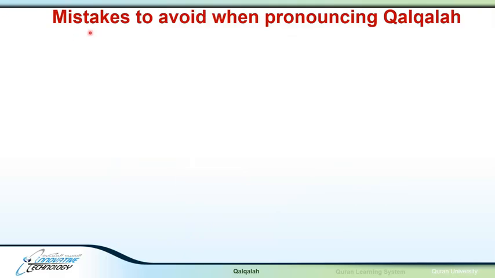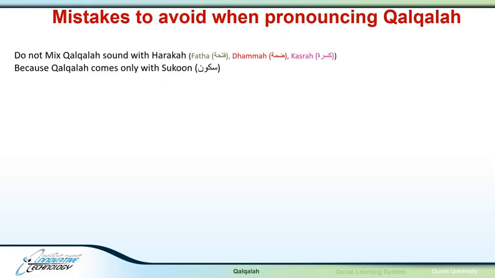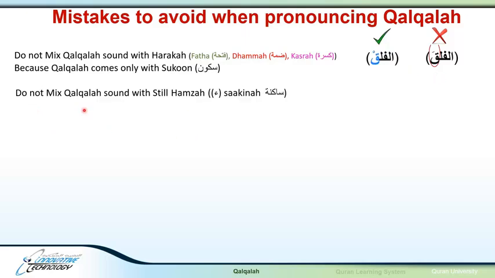Next, we're going to discuss some of the common mistakes that people tend to make when pronouncing qalqalah. First, do not mix the qalqalah sound with haraka. As we said, qalqalah always comes with sukun, so it shouldn't be with a fatha, dhamma, or kasra. So we don't say falaqa, we say al-falaq. The second mistake is that some people add a hamza sakina after the qalqalah. You shouldn't do that. So we shouldn't say hataba, but instead we should say hatab.